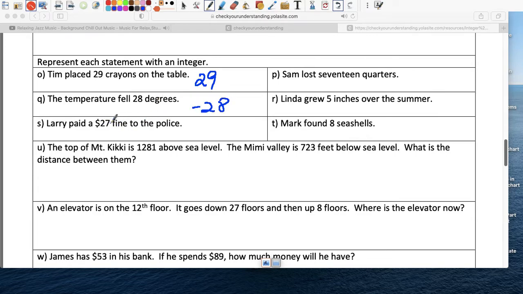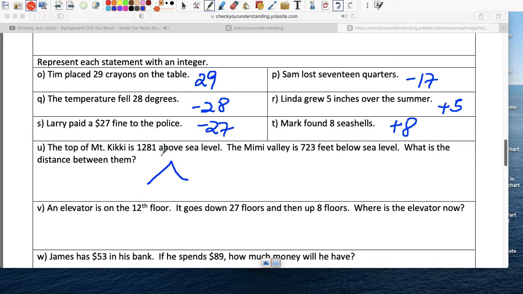Pay a $27 fine. So if you're paying a fine, you're obviously losing money. Lost 17 quarters, -17 quarters. Linda grew 5 inches, so +5. Found 8 seashells, +8. Now, this question is a little bit interesting.